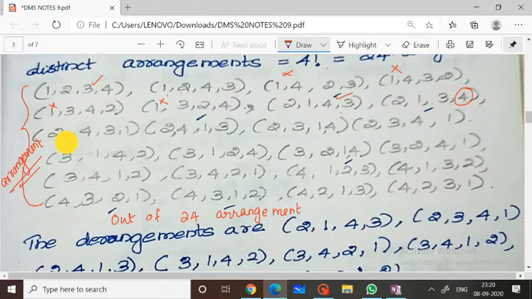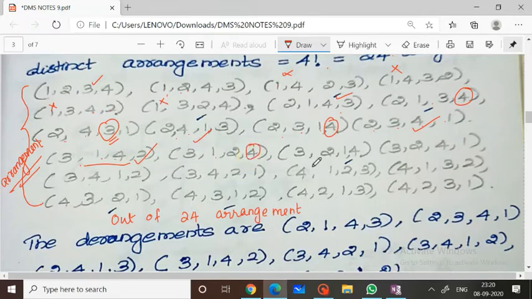Now this one, 2, 4, 3, 1. Is this a derangement? No, this is not a derangement, because 3 is fixed. 2, 4, 1, 3. This is a derangement. 2, 3, 1, 4. See here, 4 is in the last position. So here 2, 3, 4, 1. This is a derangement. Now 3, 1, 4, 2. This is a derangement. 3, 1, 2, 4.